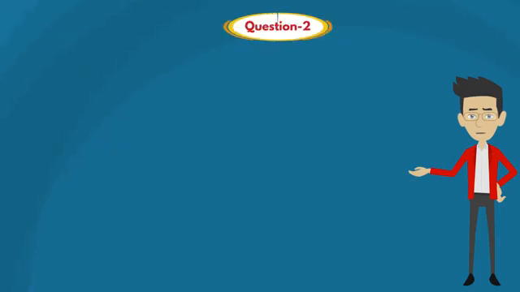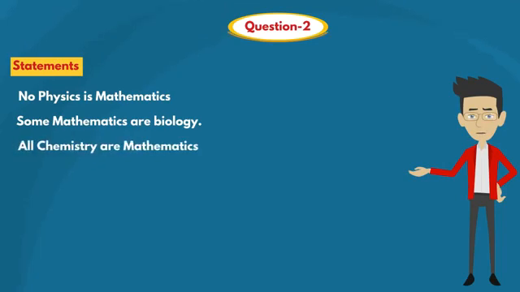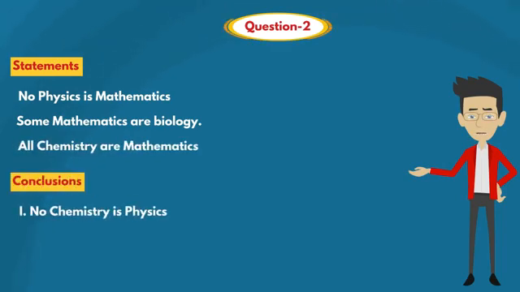Question number 2. Statements. No physics is mathematics. Some mathematics are biology. All chemistry are mathematics. Conclusions. Conclusion 1. No chemistry is physics. Conclusion 2. Some physics are not biology.